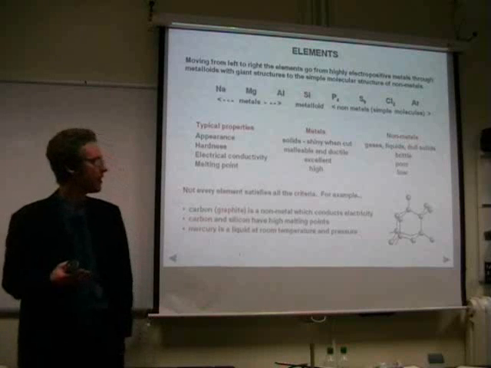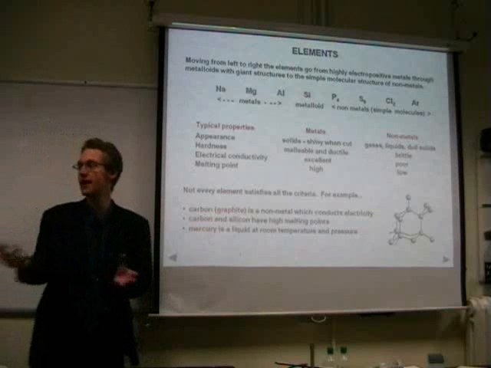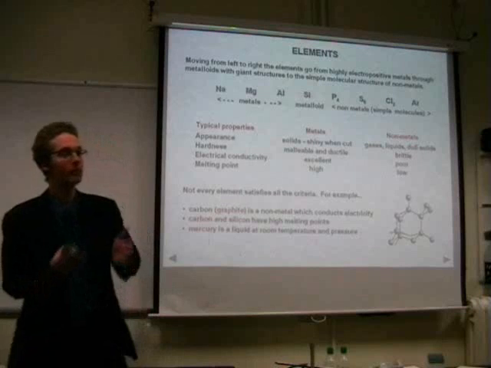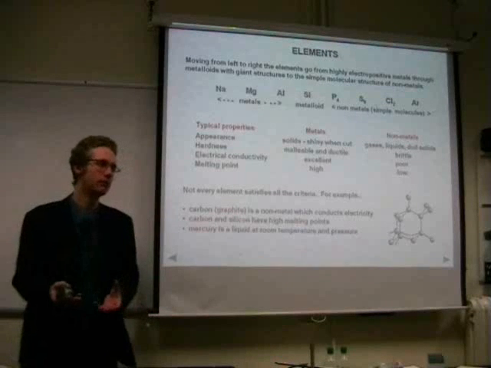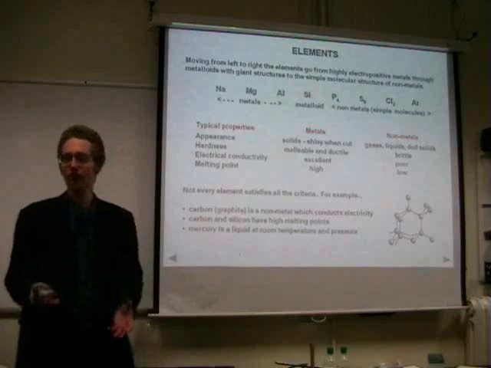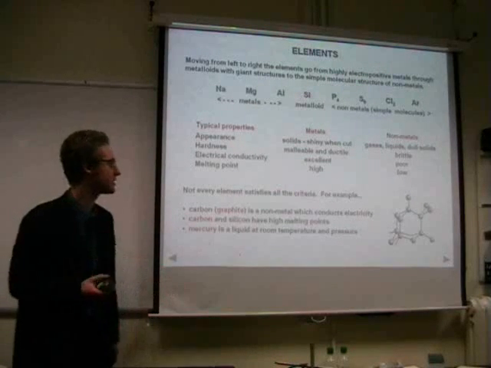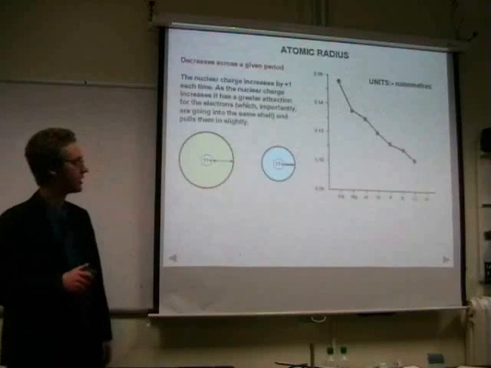However, not every element satisfies the simple criteria of metal and non-metal. Carbon is a good example. Carbon's got your non-metal form, which is your diamond, but it's also got a metallic form, which is graphite. And in just the same way, silicon has some properties of both. Right, let's look at atomic radius.